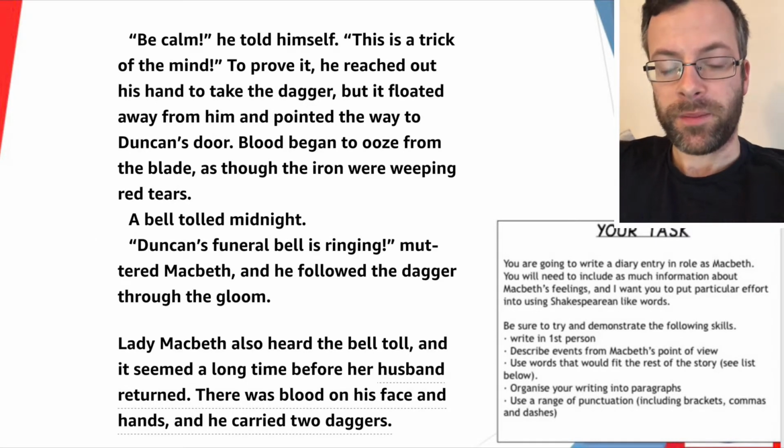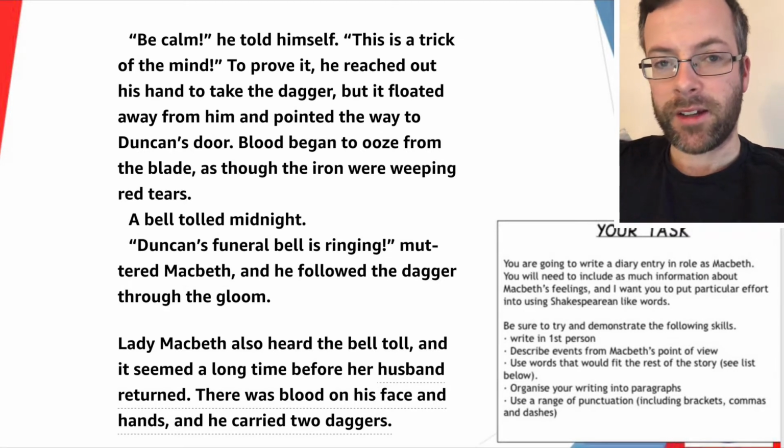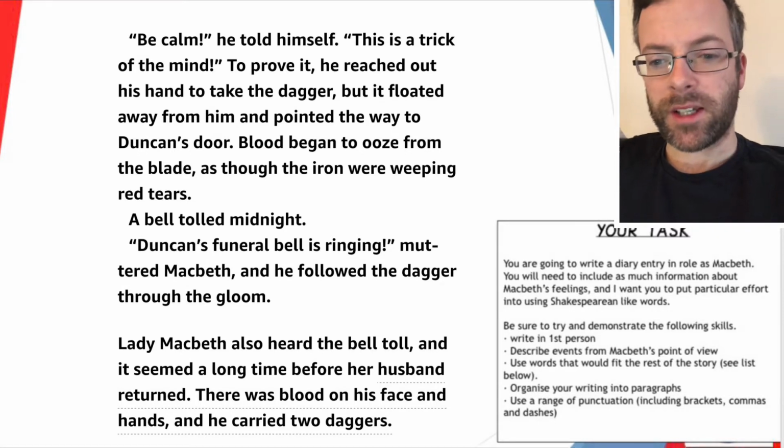Be calm, he told himself. This is a trick of the mind. To prove it, he reached out his hand to take the dagger, but it floated away from him and pointed the way to Duncan's floor. Blood began to ooze from the blade as though the iron was weeping red tears. A bell tolled midnight. Duncan's funeral bell is ringing, muttered Macbeth, and he followed the dagger through the gloom.